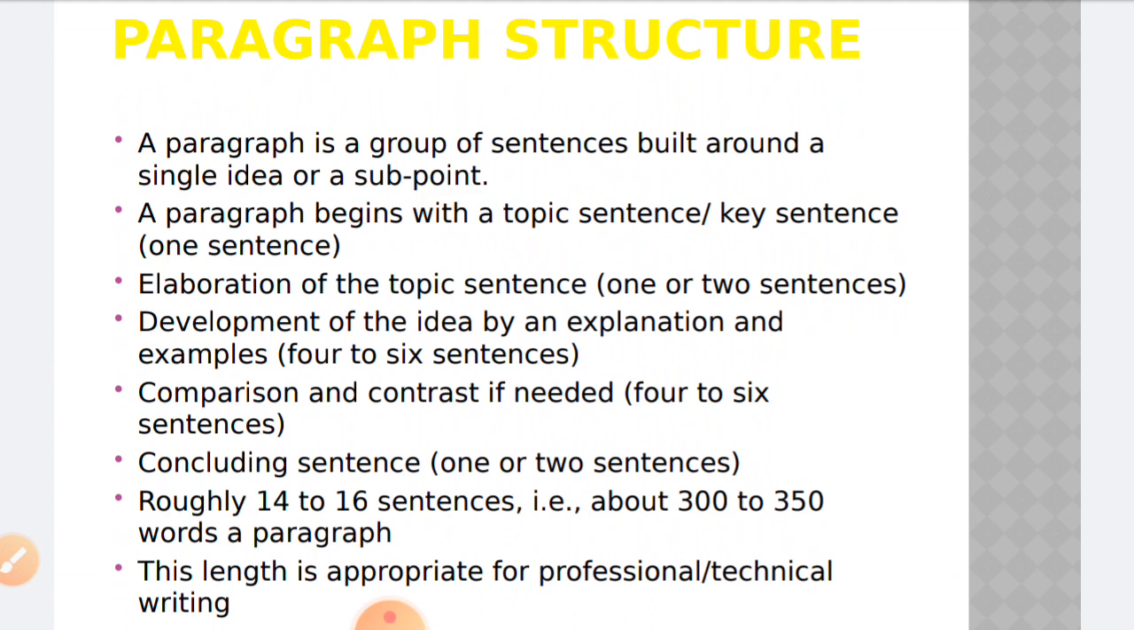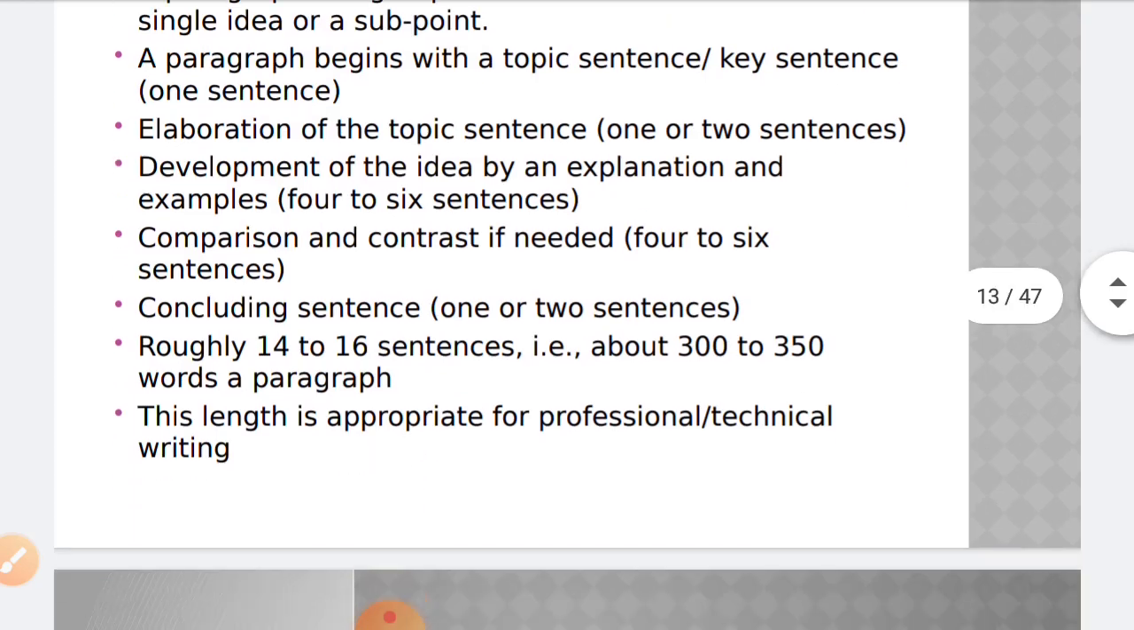Next, followed by comparison and contrast if needed, 4 to 6 sentences. Again, a concluding sentence, 1 or 2 sentences, roughly 14 to 16 sentences. That is about 300 to 350 words in a paragraph. This length is appropriate for professional, technical, or academic writing.